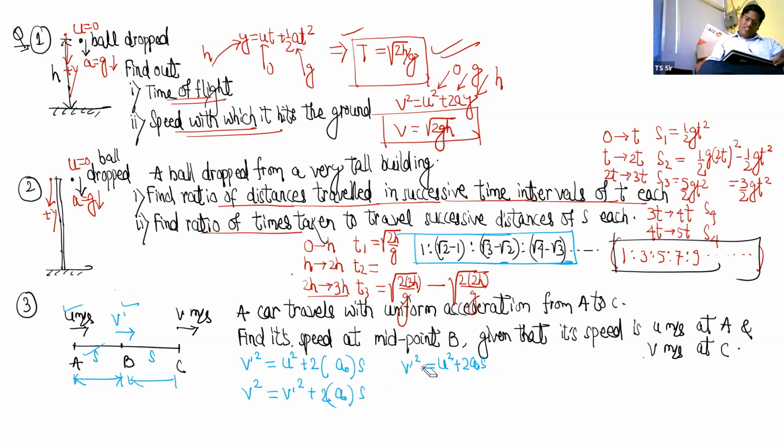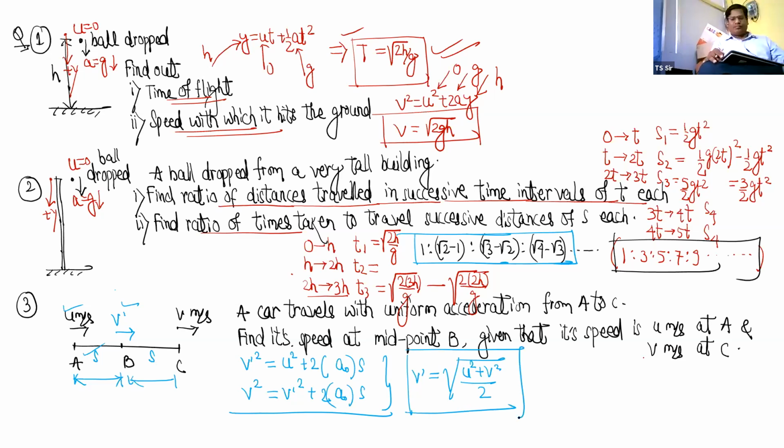So you've got two equations. So now solve. So after solving, you will get b dash equal to under root of u square plus v square by 2. How many of you got this? Acha, good.